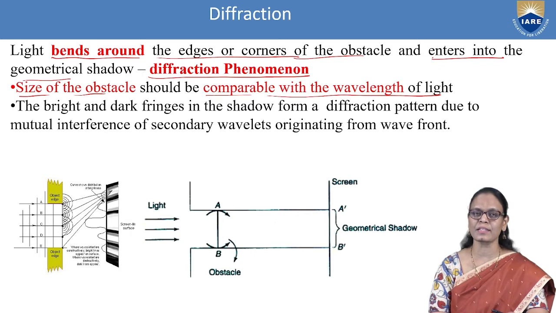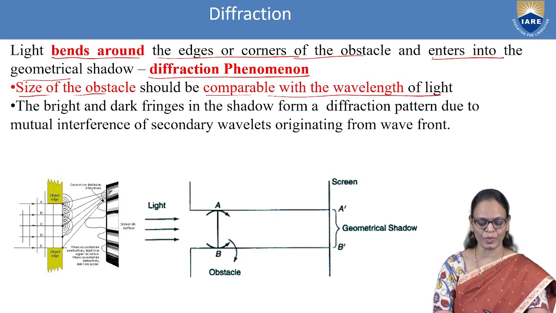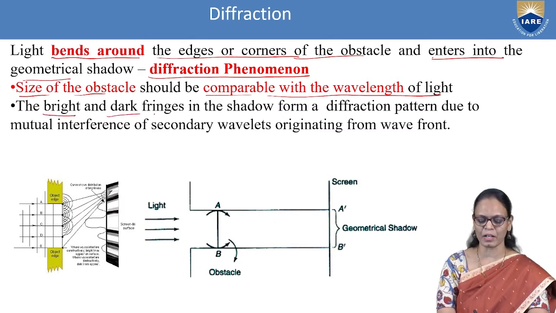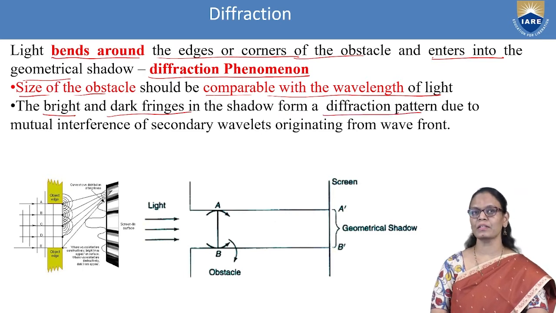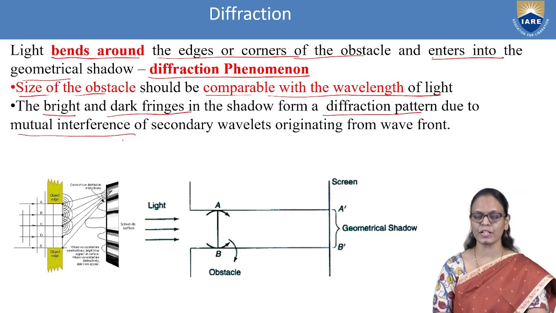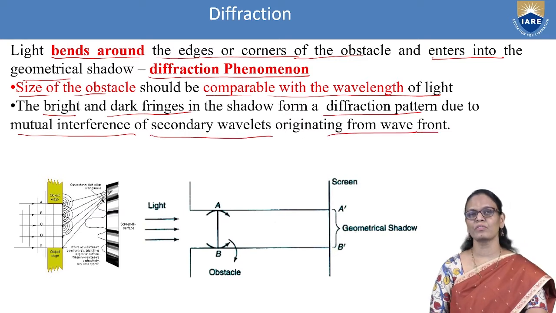So only in such cases where the size of the obstacle is very small, we will be able to see the diffraction pattern. That is why in nature, even though there is diffraction occurring due to large objects, we will not be able to see it. Now, due to diffraction, what we get is bright and dark fringes. They form a diffraction pattern due to mutual interference of secondary wavelets originating from the wavefront.